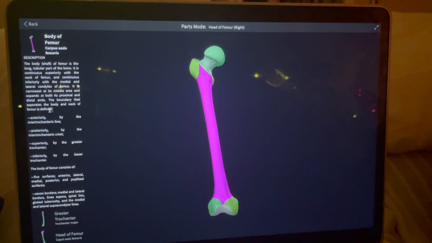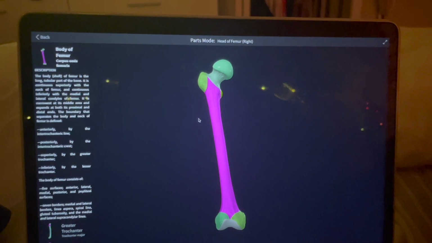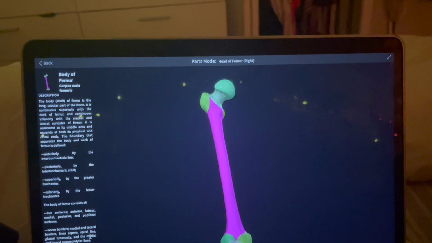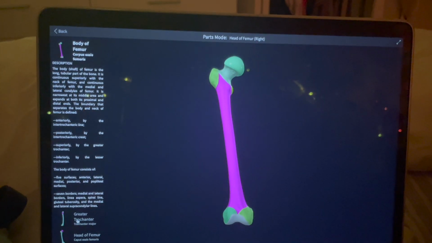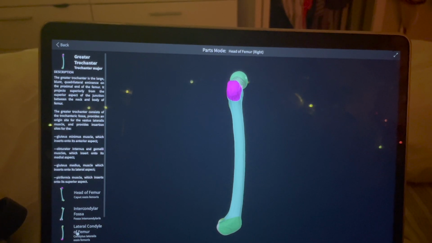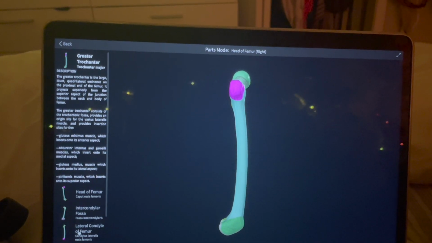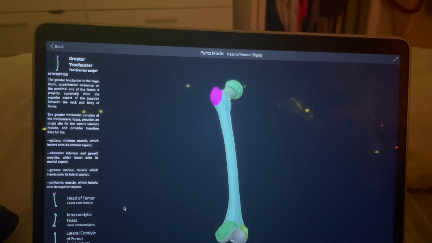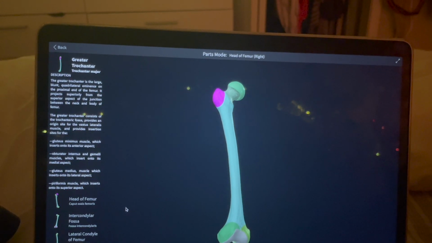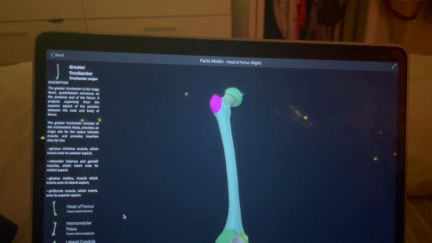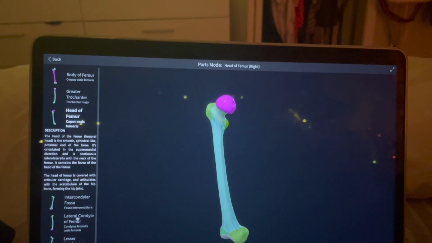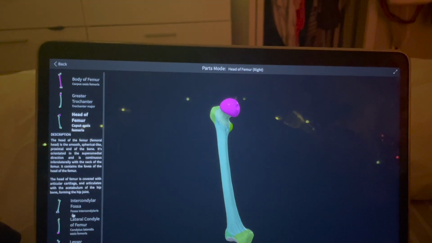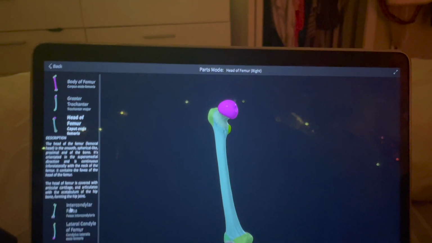Now for the parts of the femur, in pink we've got the body of the femur. This is the shaft. It's the long structure that makes up the majority of the femur. And then we've got the greater trochanter, which is that large, very big, protruding aspect of the femur in the superior portion of the femur. We've got the head of the femur, the femoral head. That's what goes into the acetabulum to make your hip joint, which is a ball and socket joint.